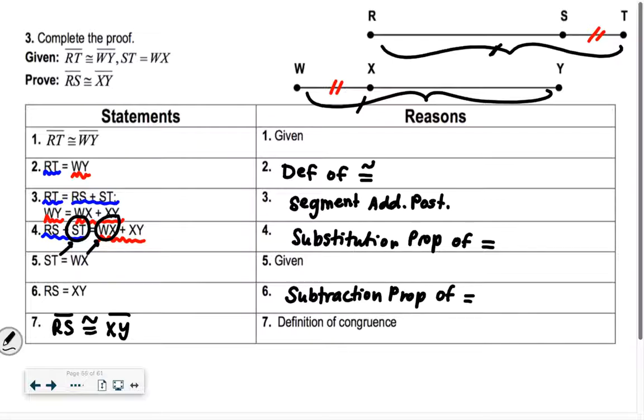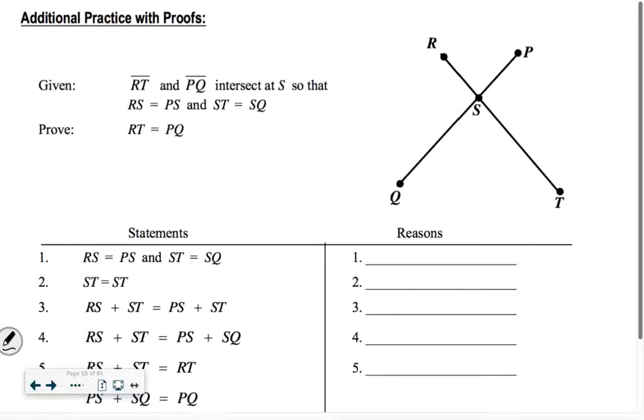All right, let's try another one. Okay, RT and PQ intersect at S so that RS is equal to PS and ST is equal to SQ. So we want to get that RT is equal to PQ. Do we have a basic understanding of why that must be true? Yeah, the small one plus the medium equals the big one, right? For both of them. And the smalls are the same and the mediums are the same.